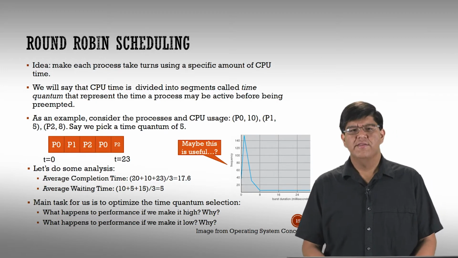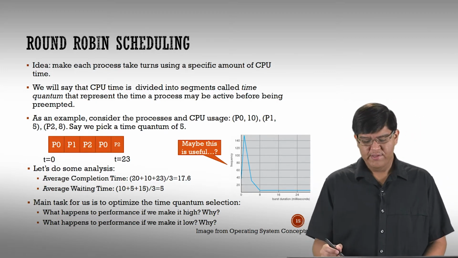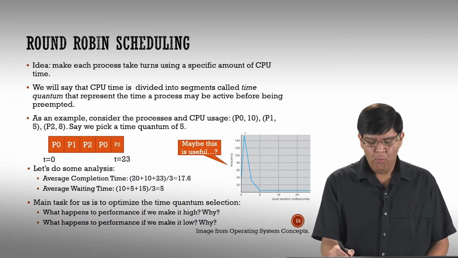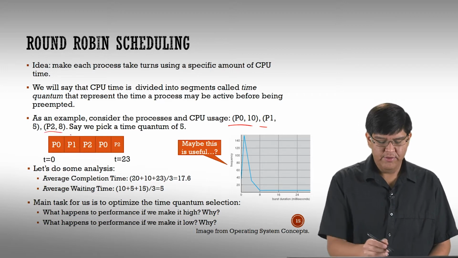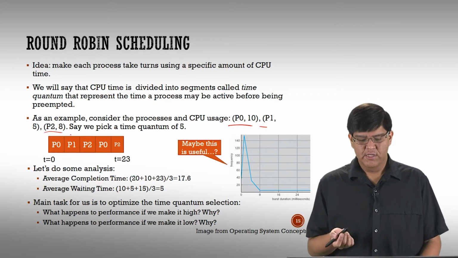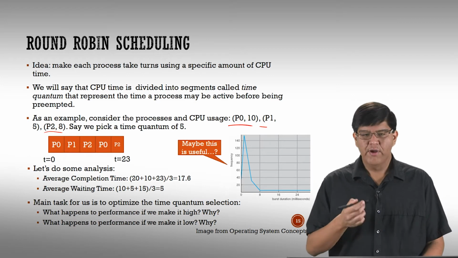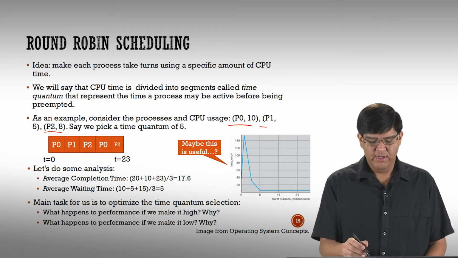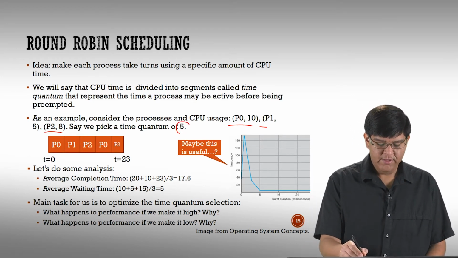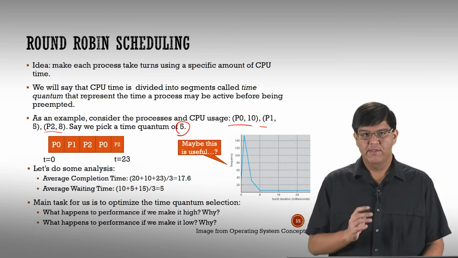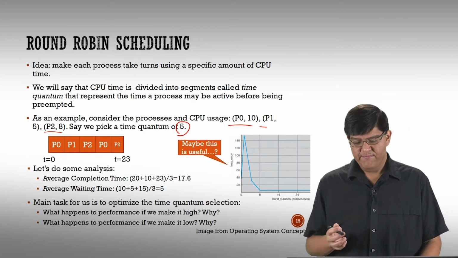So let's take a look at an example here. Here we have 3 processes: process 0, 1, and 2. Those are our 3 things. We're going to try scheduling these out. When we're doing round robin, we actually need to specify a little bit more information. We need to specify the time quantum. This is how I slice up my process. I'm going to slice them into units of 5.